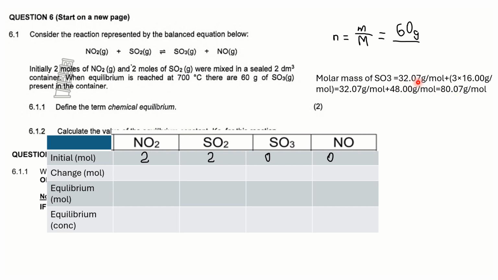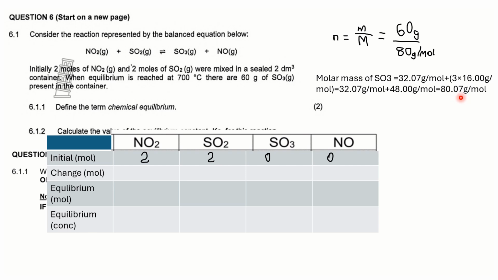We have 32.07 gram per mole, which is the mass of sulfur, and then 3 multiplied by 16 gram per mole. Remember, each oxygen has 16 gram per mole, so 3 of them will contribute 48 gram per mole. So the total molar mass of SO3 will now become 80.07 gram per mole.